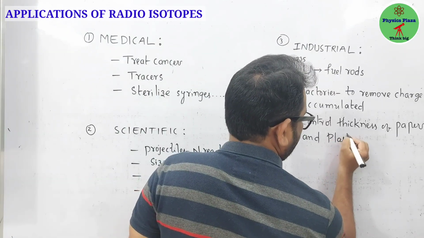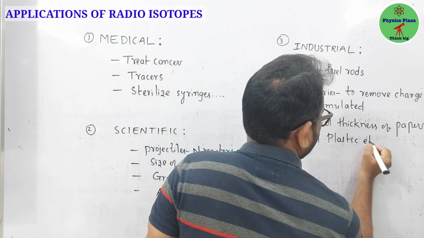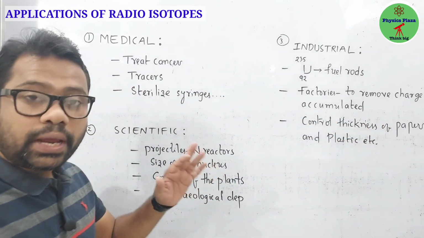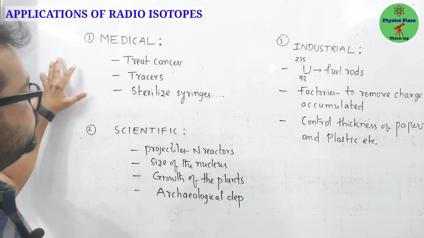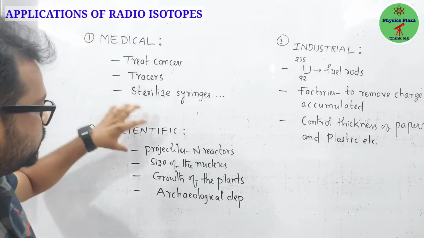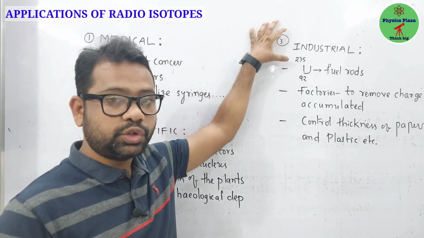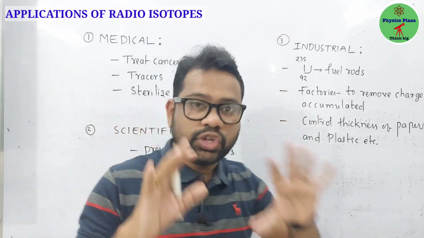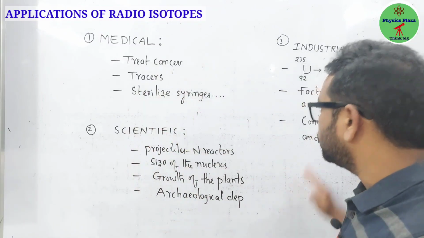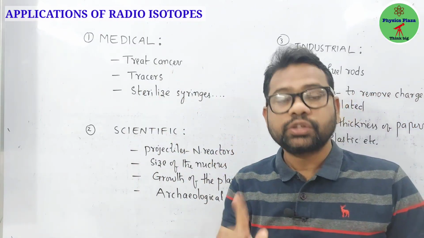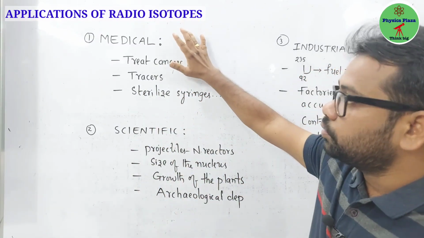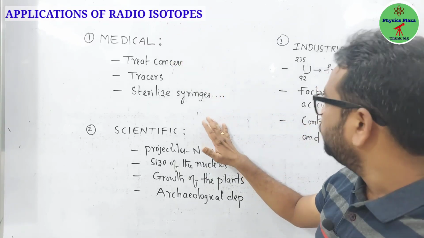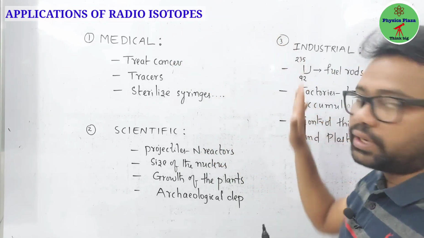Plastic, etc. also you can write. Fine, children. So here, as I told you, we have 3 areas: medical field, scientific field, industrial field. Children, once again telling you, if they ask you in general, you can write any applications, but if they mention a specific field, you have to see: if it is the medical field, you write the medical field only, scientific means scientific, industrial means industrial.